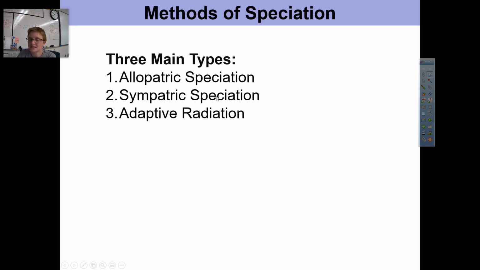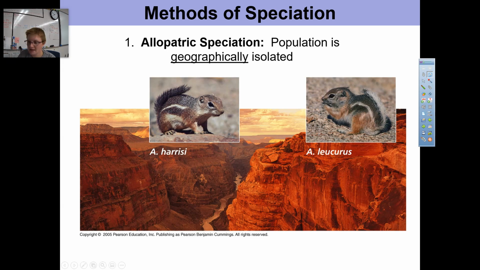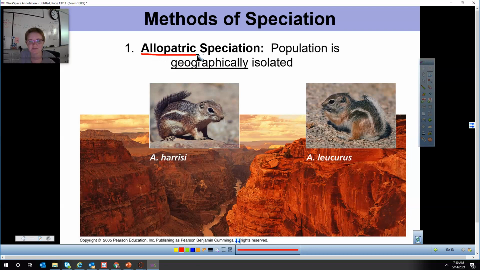Okay, so let's talk about how we get species, like the modes. How do they become isolated from each other? We're going to talk about these three main types of speciation, or modes of speciation. We'll talk a little bit about each of them, so you don't have to write them quite yet. All right, so one of the first modes of speciation is called allopatric speciation, and allopatric means geographic.